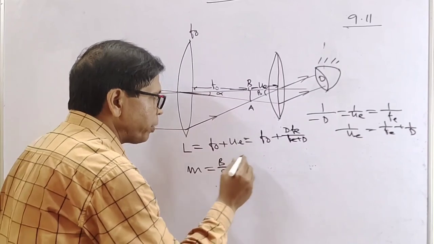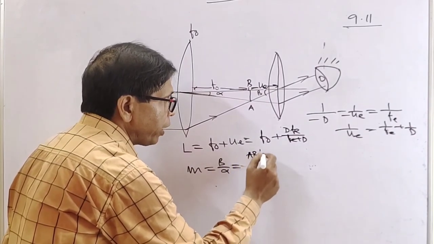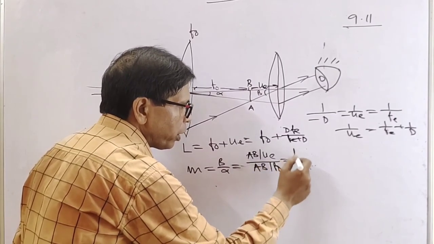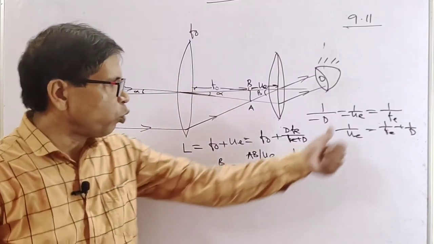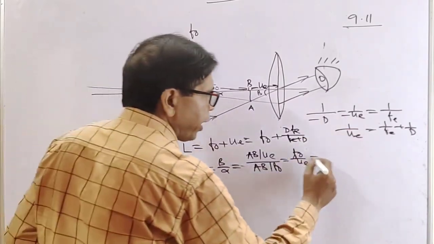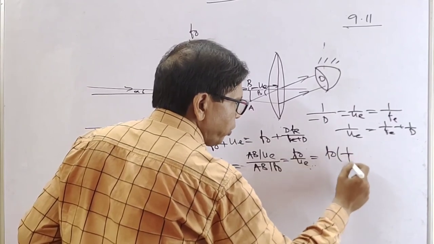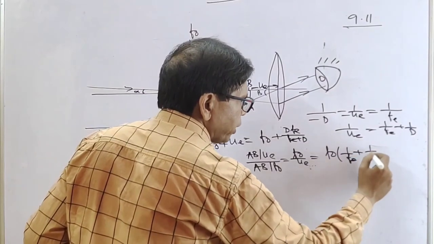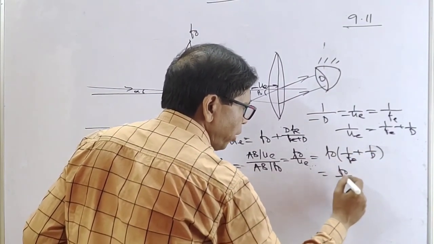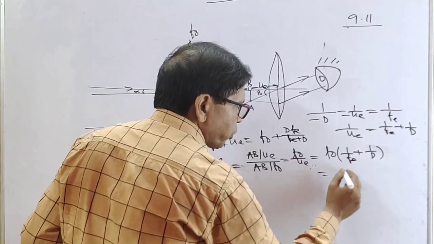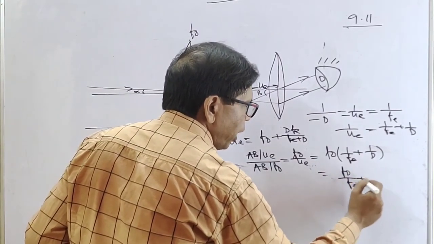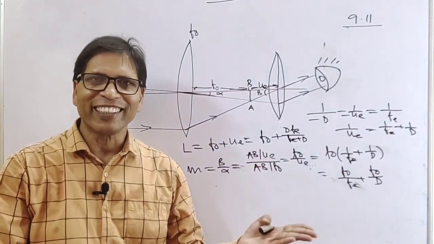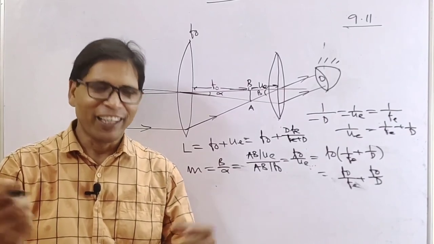Here the angular magnification beta by alpha is AB by UE, whole divided by AB by FO. So this becomes FO by UE. Now what is 1 by UE? 1 by UE equals 1 by FE into 1 plus FE by D. Therefore, FO by FE plus FO by D is the magnification for distinct focusing.